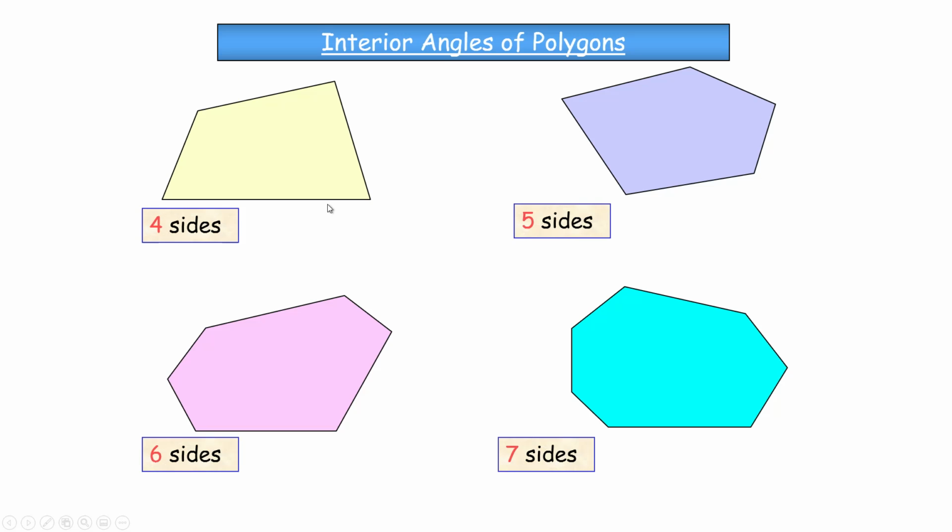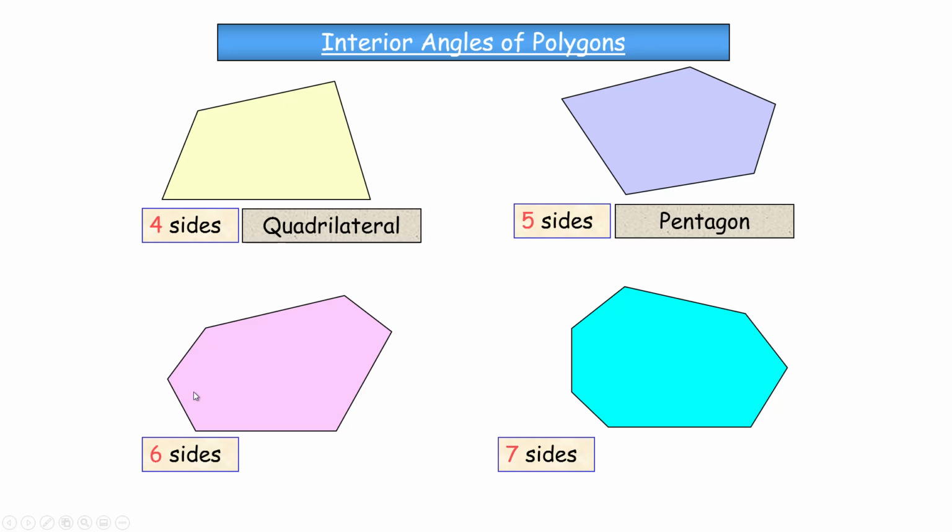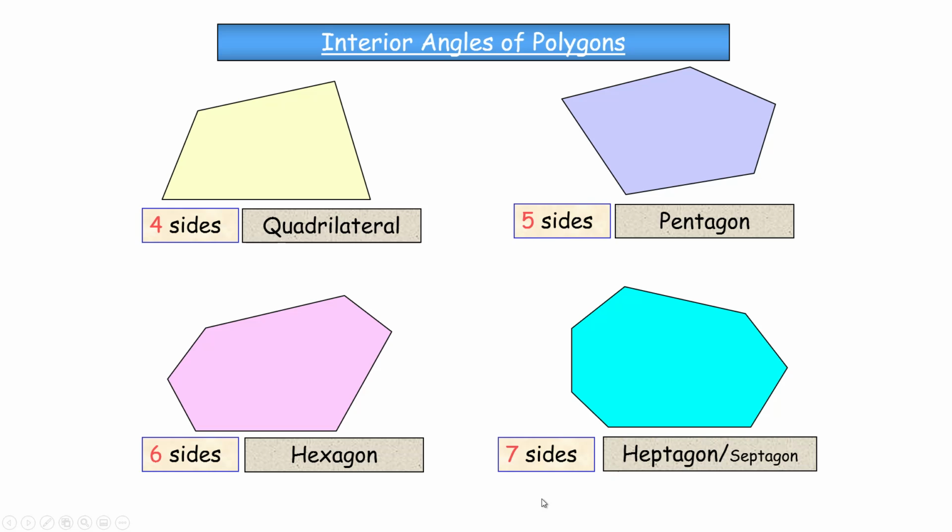First one we've already talked about is a quadrilateral. 5 sides, pentagon. 6-sided shape. These are irregular shapes, but a 6-sided shape, hexagon. And then the 7-sided shape has got 2 names. You can call it a heptagon or a septagon. Either is acceptable.